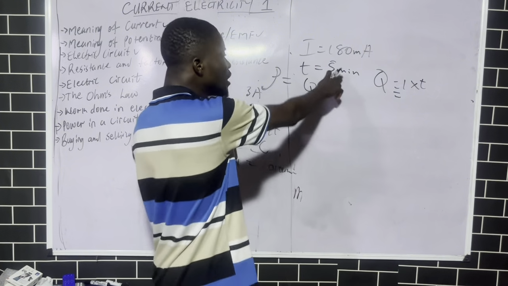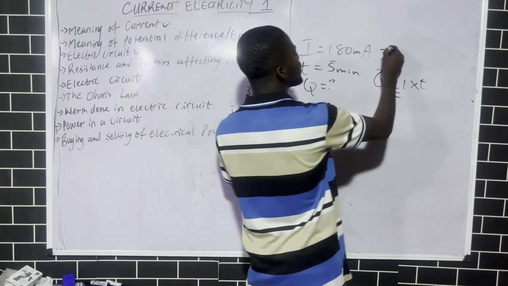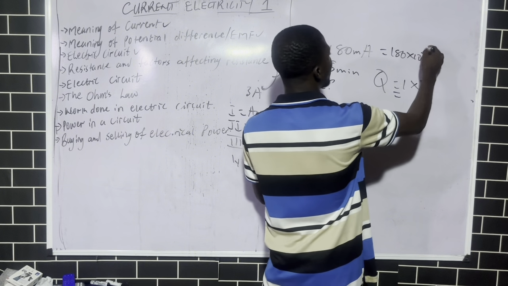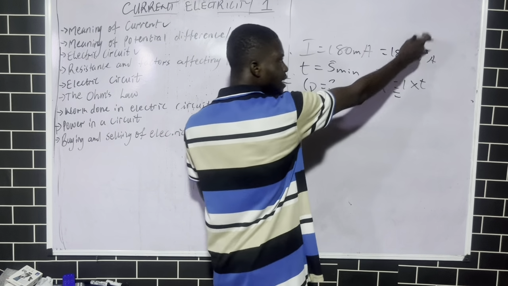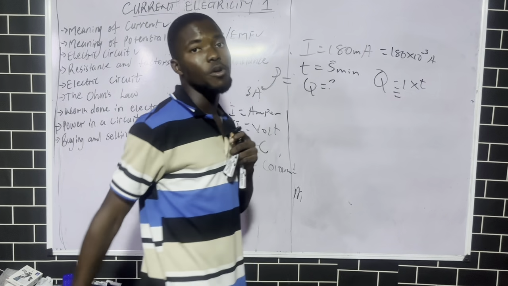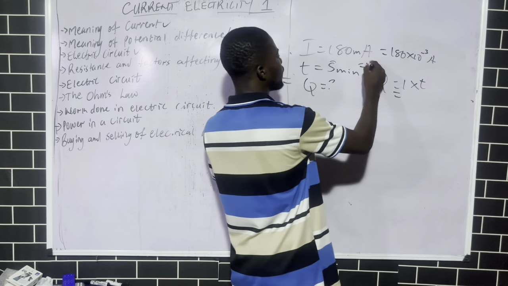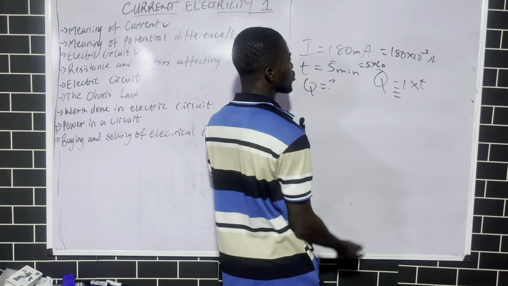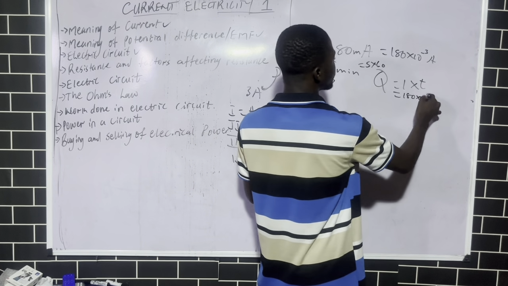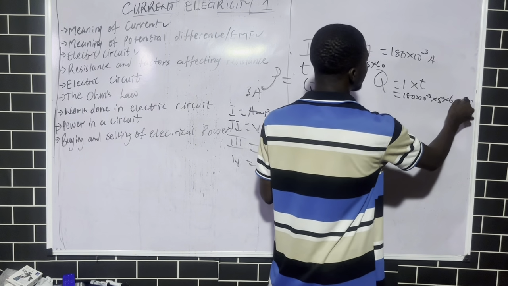You have to change your minutes to seconds. This milliampere means 180 times 10 raised to minus 3. The milli here means 10 raised to minus 3. Changing 5 minutes to seconds will be 5 times 60, because 1 minute equals 60 seconds. So this will be 5 times 60. Then put everything together: we have 180 times 10 raised to minus 3 times 5 times 60.